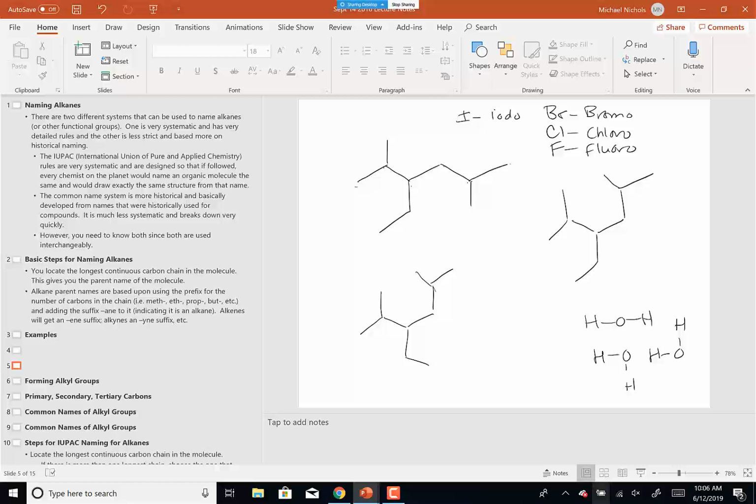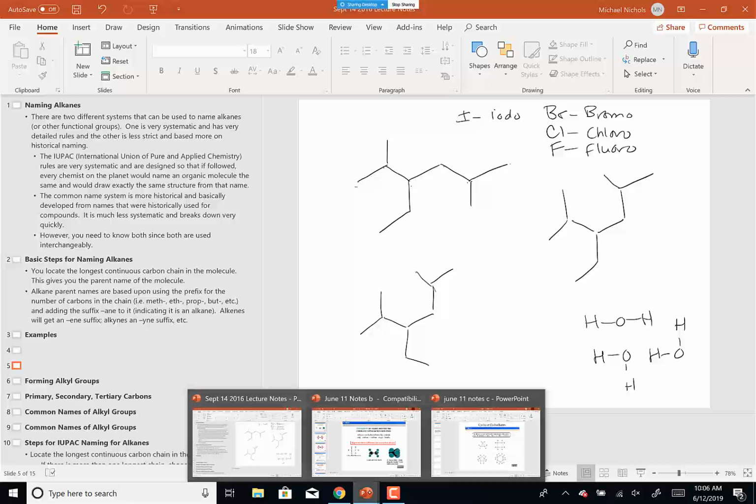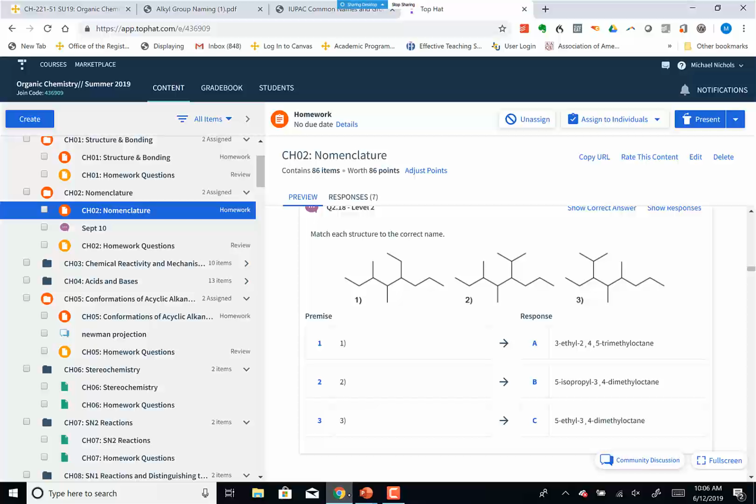We still didn't answer your question about the top of it, did we? So let's go back there and then the third. For this one, what did we just name the first one? It was the 5-ethyl-3,4-dimethyl, right? So that's C. So number one is C. For number two, I know this is hard to do. I would never try and do this on the screen.